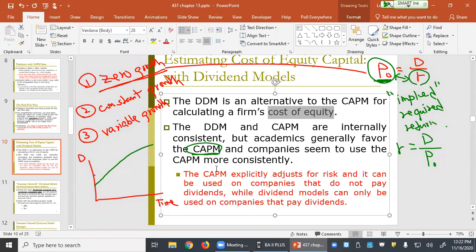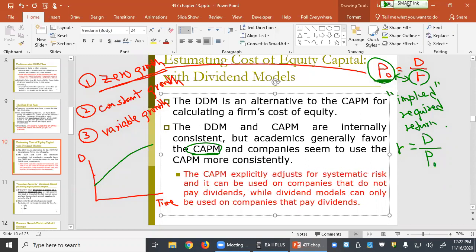We'll talk about why, okay? Because one of the reasons is that it is so simple to learn, it's simple to apply, okay? And also here's another reason. Well, 2 reasons. The CAPM explicitly adjusts for the risk. Which risk? Systematic risk, okay? It explicitly takes systematic risk into consideration when calculating the cost of equity.